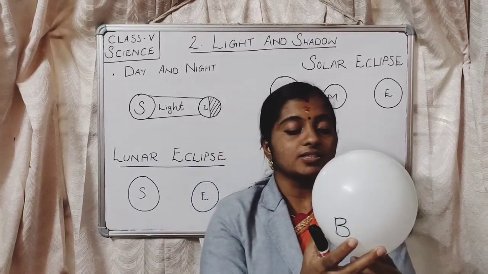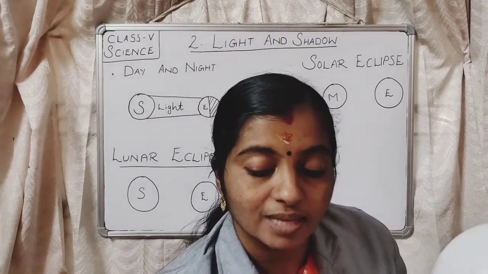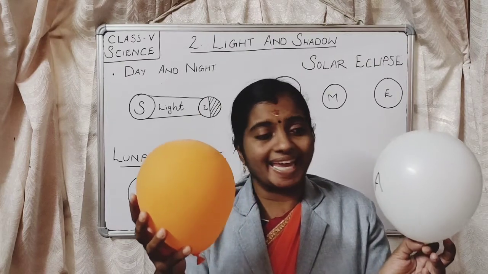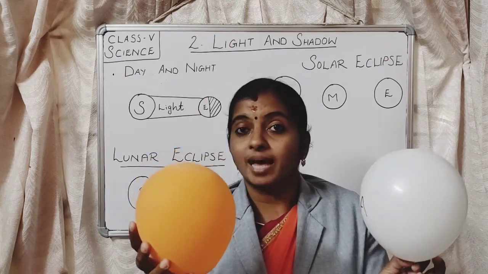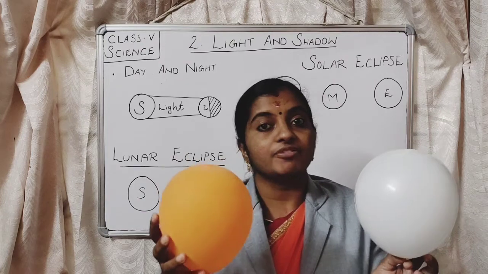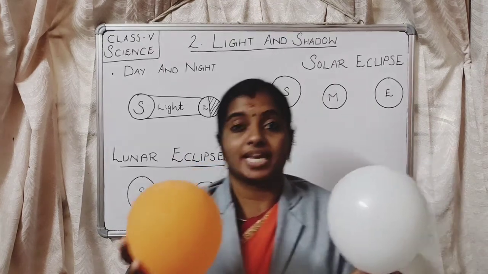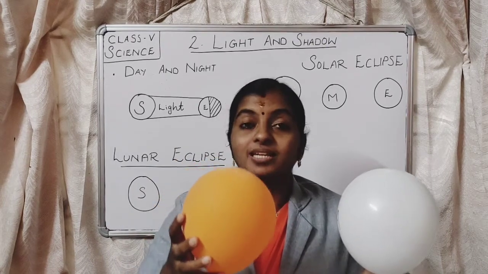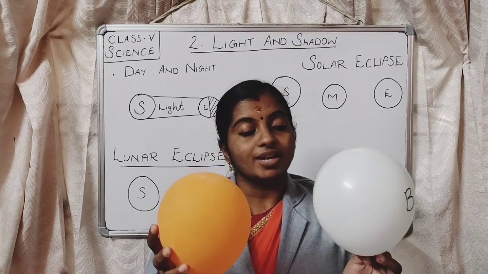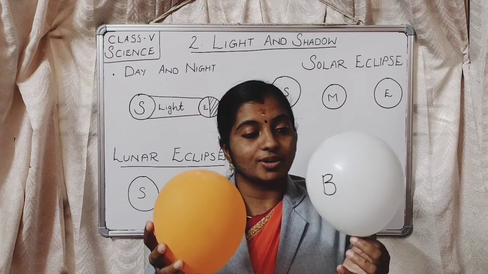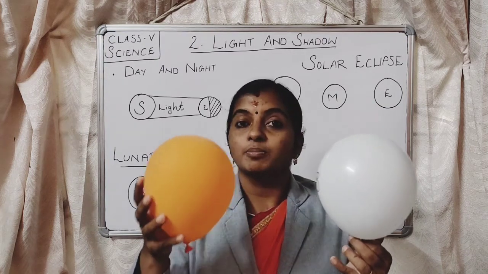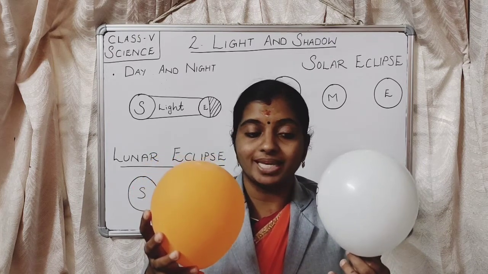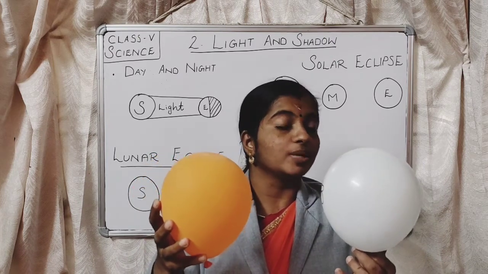And when the earth is rotating about its axis, let me take another balloon and consider this as a sun. So when this part A is facing the sun, what will happen? A will be receiving enough light, right? The A is getting enough light. That means it will be daytime in the point A. And what will happen when it is rotating? See, the earth is rotating and now the point B is facing the sun. So now it will be daytime in the point B and night at the point A, because A is now away from the sun.